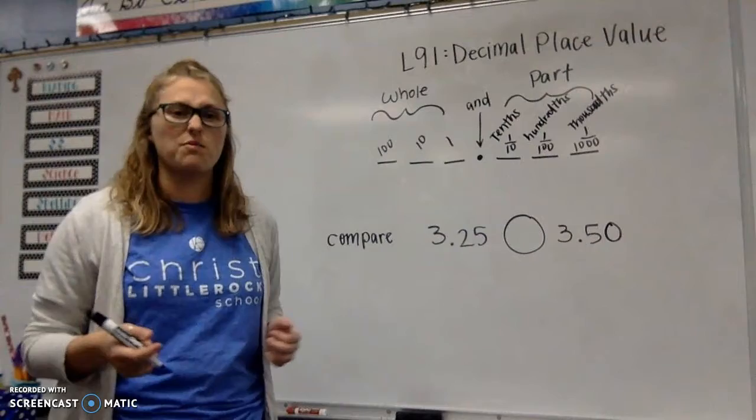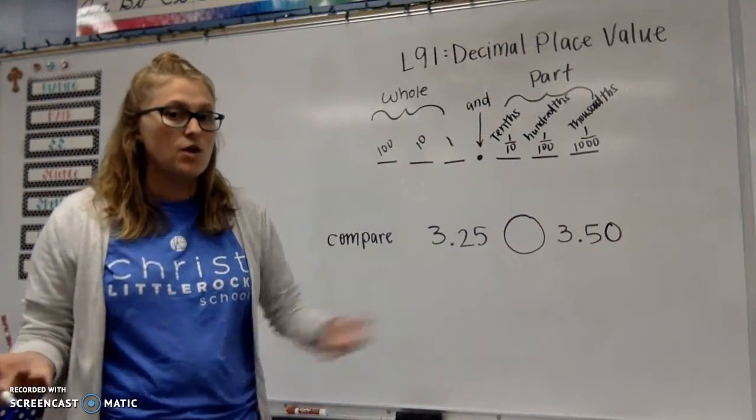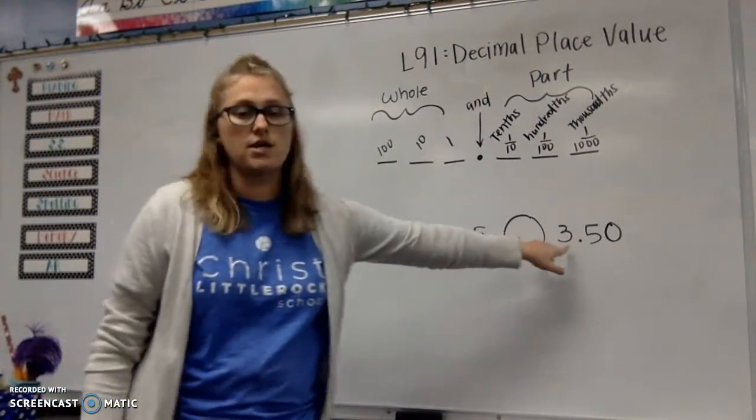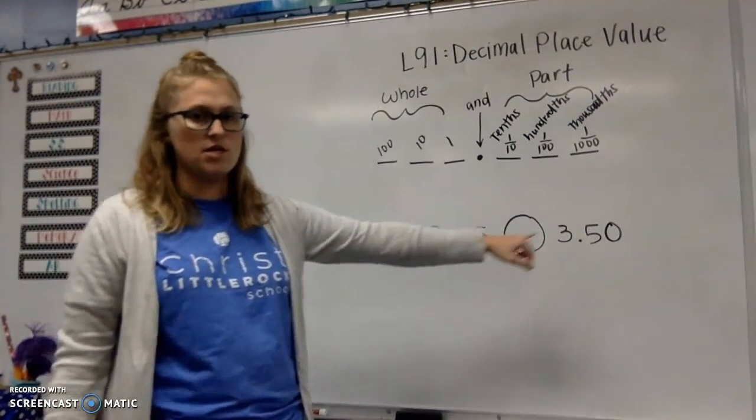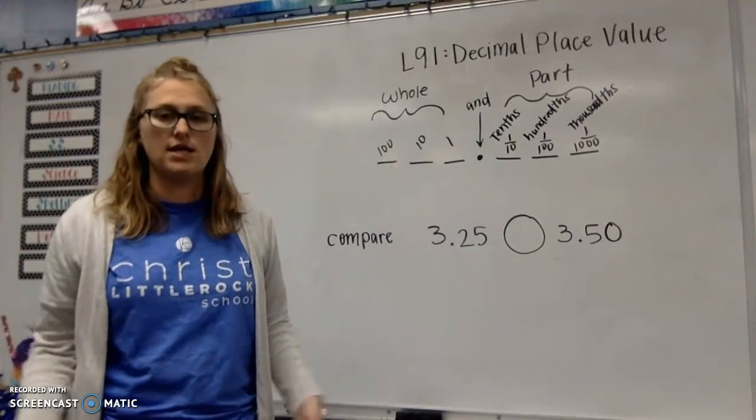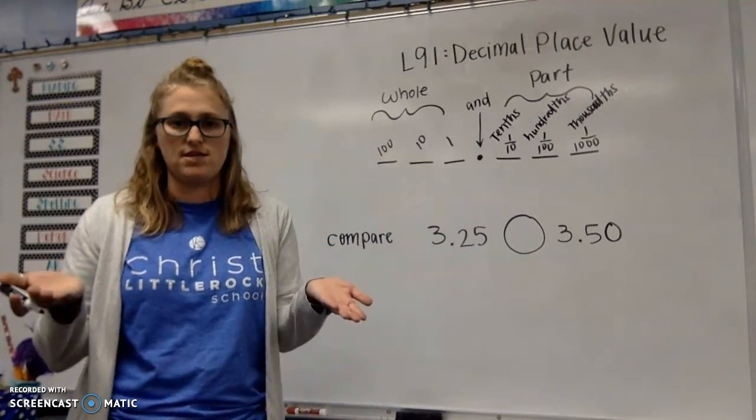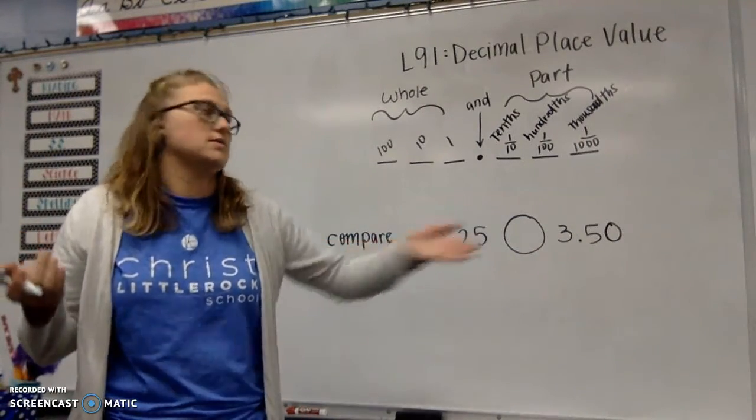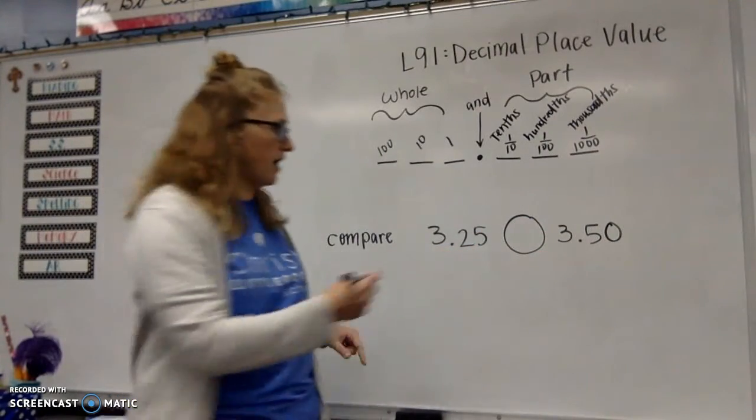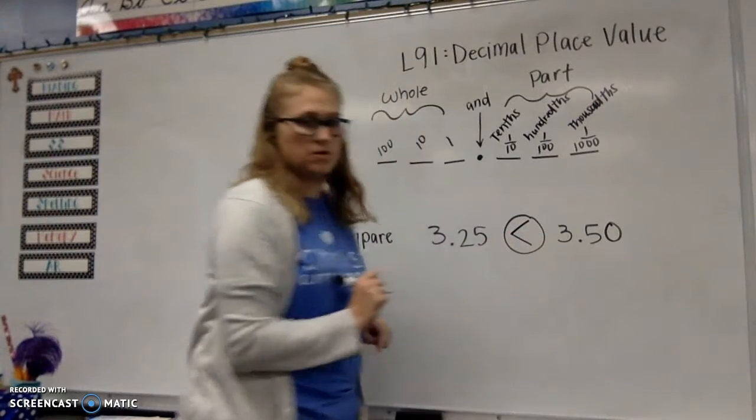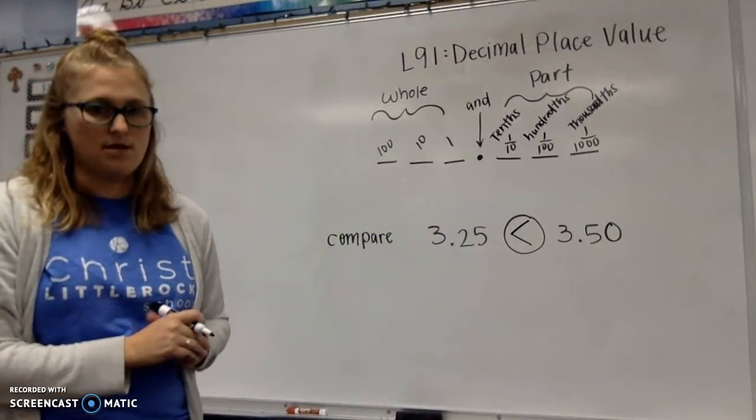So if we were going to talk about which one is larger, well, which one's bigger? They both have 3's as their whole numbers. So we're comparing 25 hundredths to 50 hundredths. If it was money, it's like having a quarter versus 50 cents. Which one do you have more money? It's the 50 cents because 50 is larger than 25. So we would make our comparison symbol go towards that side.